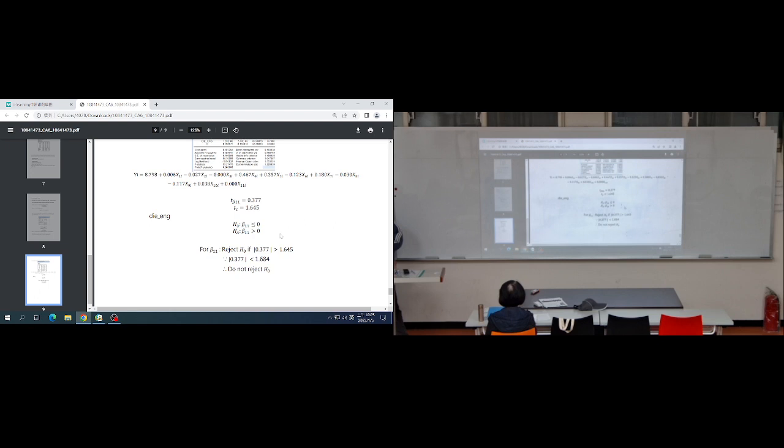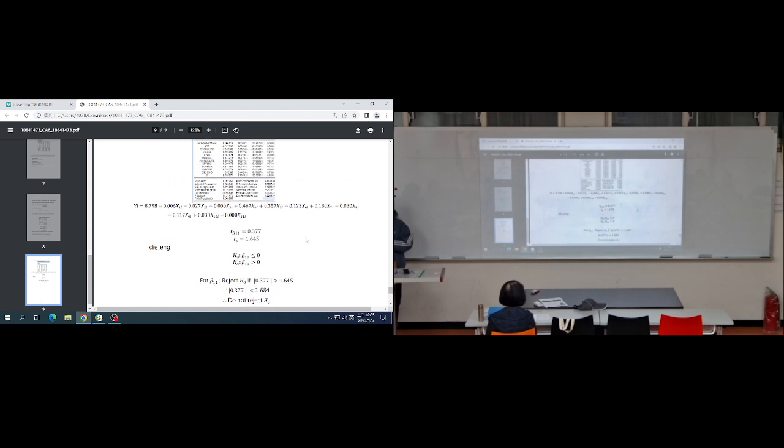Do not reject. What does that mean? Slope dummy variable.